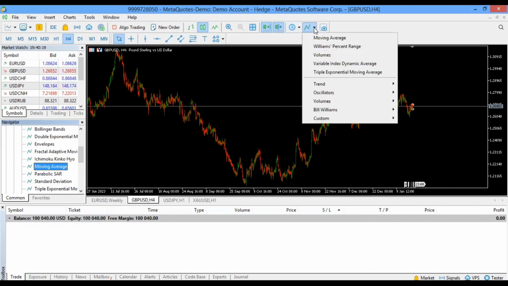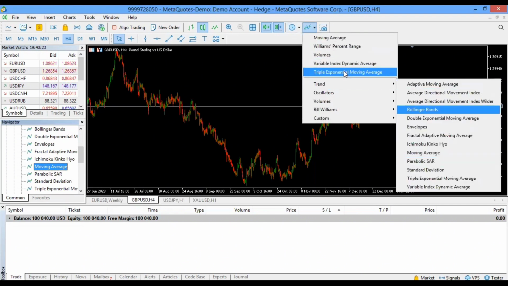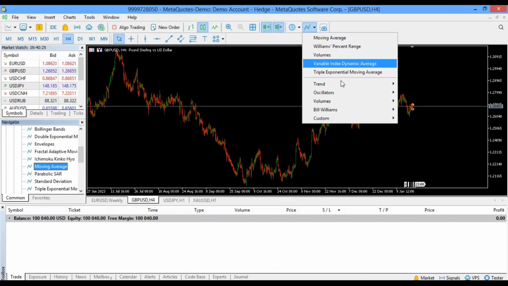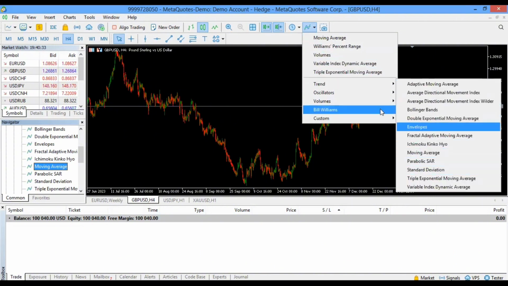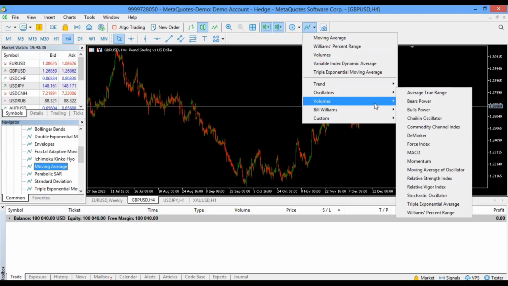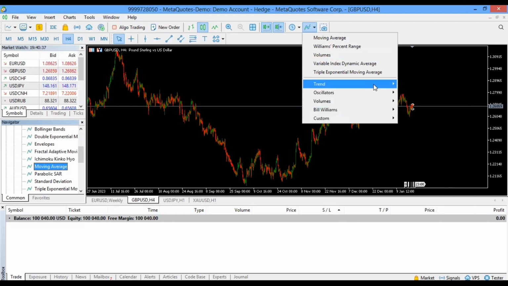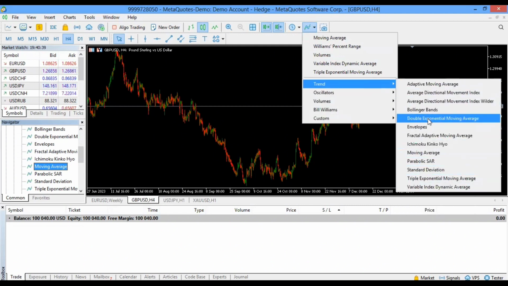Look at indicators here. You drop down, look at the moving average. You can still come down here to look for it if you don't have it here. These are the most recently used indicators. If the one you are looking for is not here, you just click here and drop down to look for it, or under oscillator. So you need to know the category of the indicator you are looking for. So this is it, moving average.